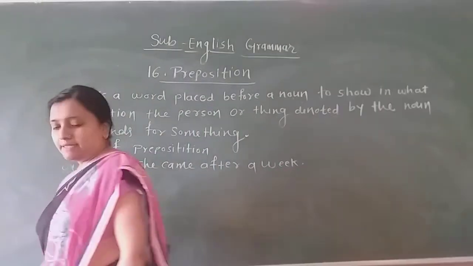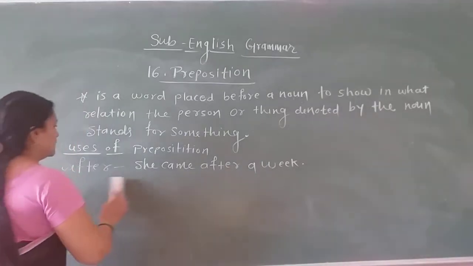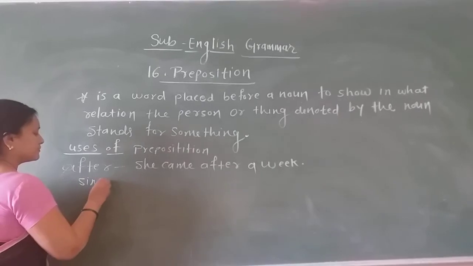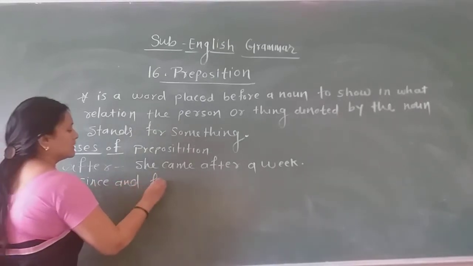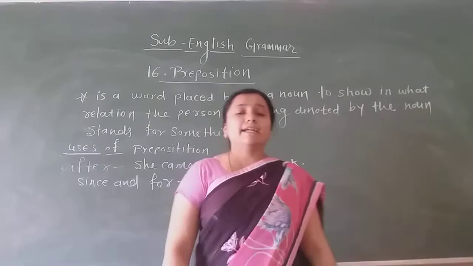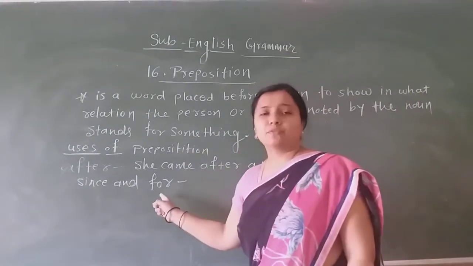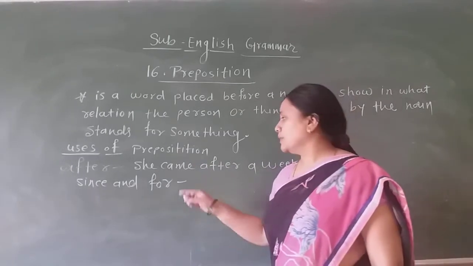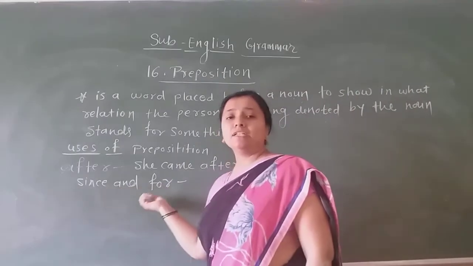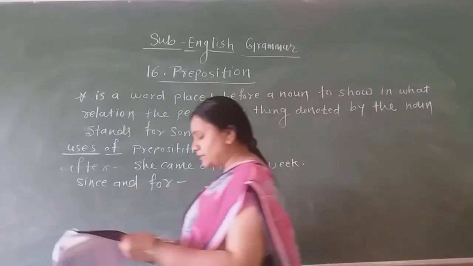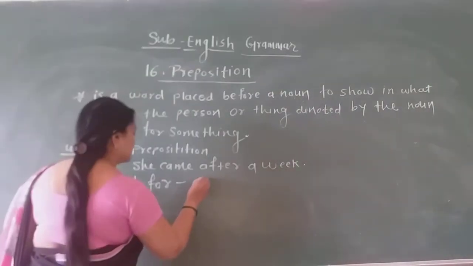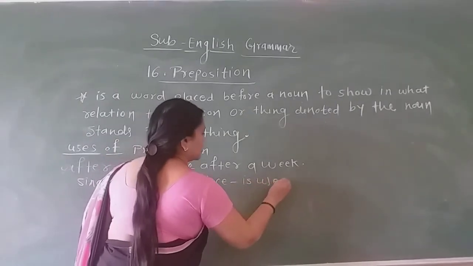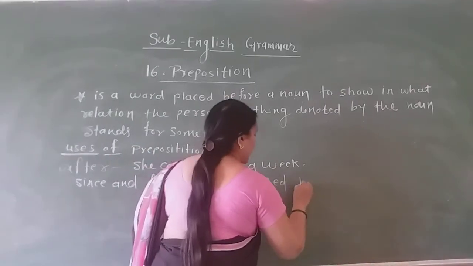Now let me see the next one and a very important use of prepositions, and that is since and for. It creates confusion for the student about where we have to use since or for. Sometimes students get confused. So let me see where we have to use since and for. Since is used to denote a point of time.